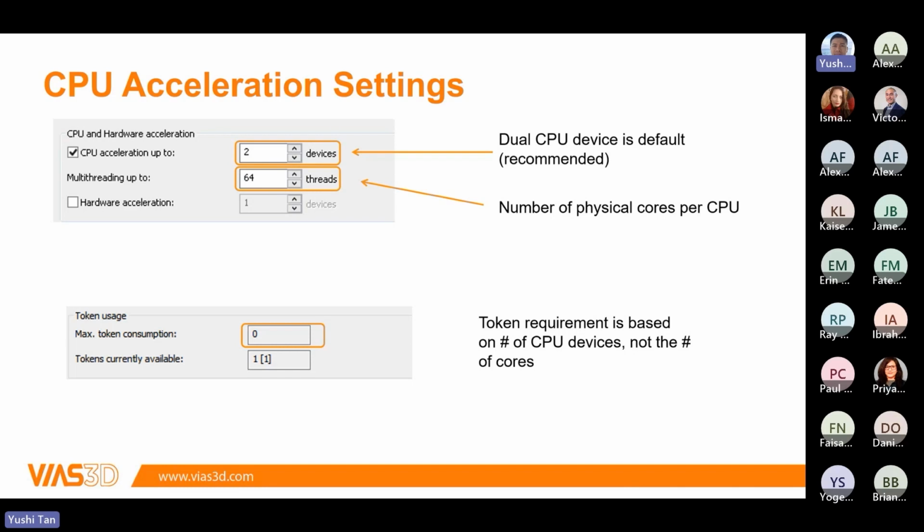By 2 CPU devices, we mean 2 CPU sockets on the same motherboard with the same license. Now, 64 threads means 64 physical CPU cores. That's per CPU. If you can find a CPU with a high core count, by all means use it. It does not require any acceleration tokens to take advantage of that. The next 2 that I'm going to talk about do require some kind of token consumption.